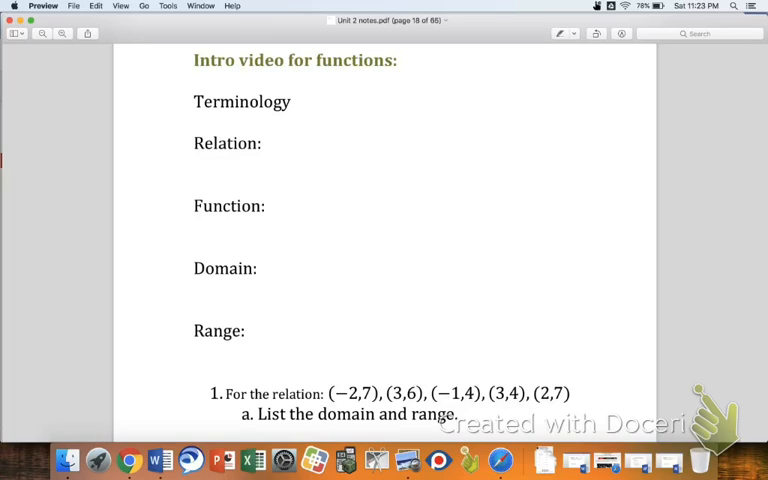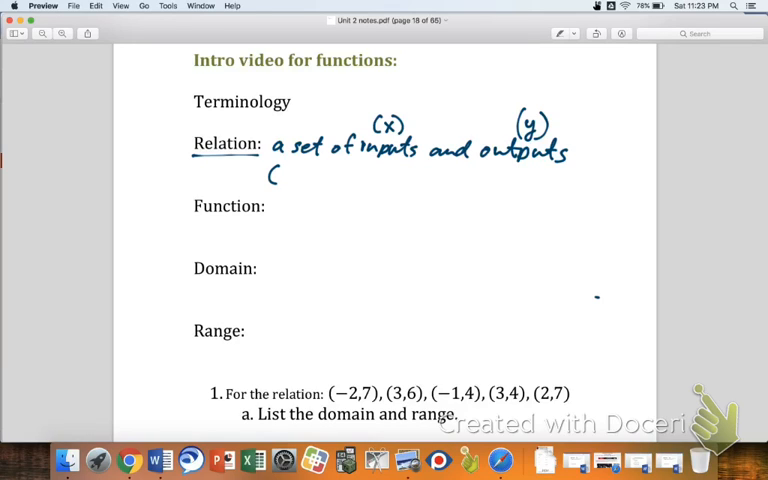The first word I want to discuss with you is relation. A relation is simply a set of inputs and outputs. And inputs and outputs usually go along with x's and y's. Those are really just a set of x's and y's. So an example of a relation would be 3, 2, 4, 7, 6, 12, -2, 5, something like that. So that's just an example of a relation.